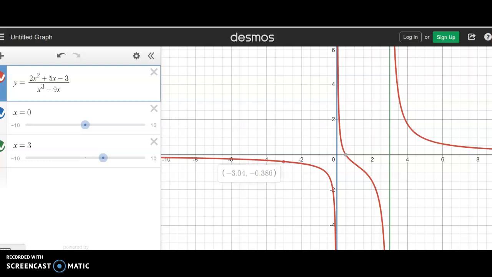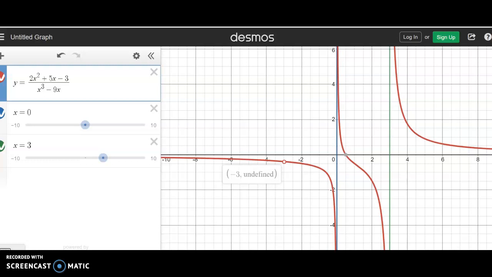I want you to see that it's a hole. There it is. See the hole? It will show you, but you have to click on it. There's a hole there, -3, undefined. There is no y coordinate that goes with -3 because it's not in the domain.